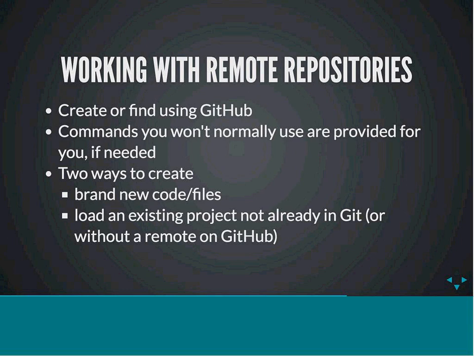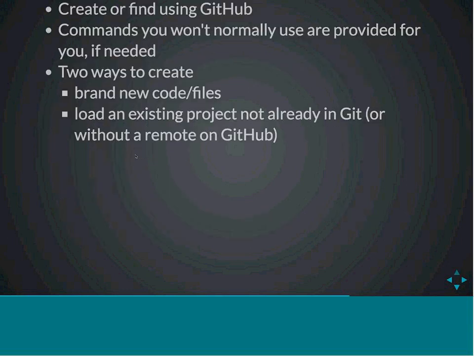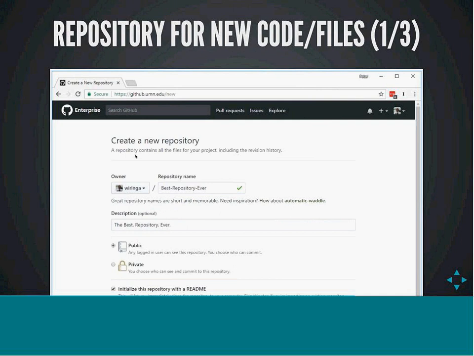But to just create basically an empty repository with nothing more than a README file, and the other to load an existing project that's not versioned. So if you come into a situation where you're inheriting somebody's code and it's not in GitHub, you can take that code, use the git init command and a couple other things, and get it into GitHub that way. So we're going to walk through really quickly an example on github.umn.edu.